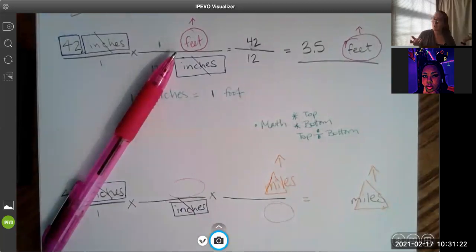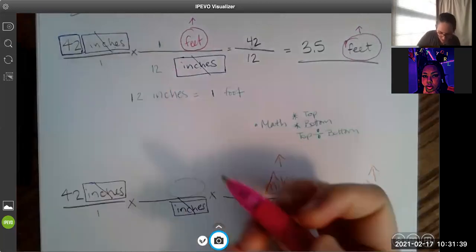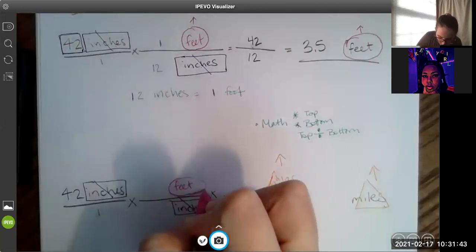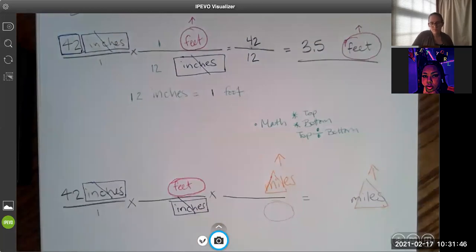Feet. There you go. Okay. So we're going to go from inch to foot to mile. Where do you want the unit of foot to go? The top, right here. Is there anywhere else that you want that same unit to go?